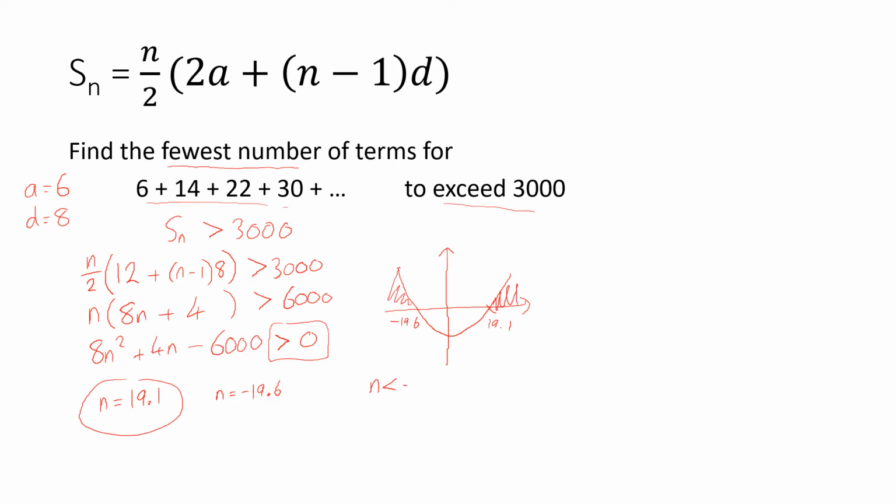So n is less than minus 19.6, which, as we said, doesn't really matter, or n is greater than 19.1. n does have to be an integer as well. We can't have 19.1 terms in a sequence, so the smallest integer bigger than 19.1 is 20. So our answer for the fewest number of terms to exceed 3000 is 20.